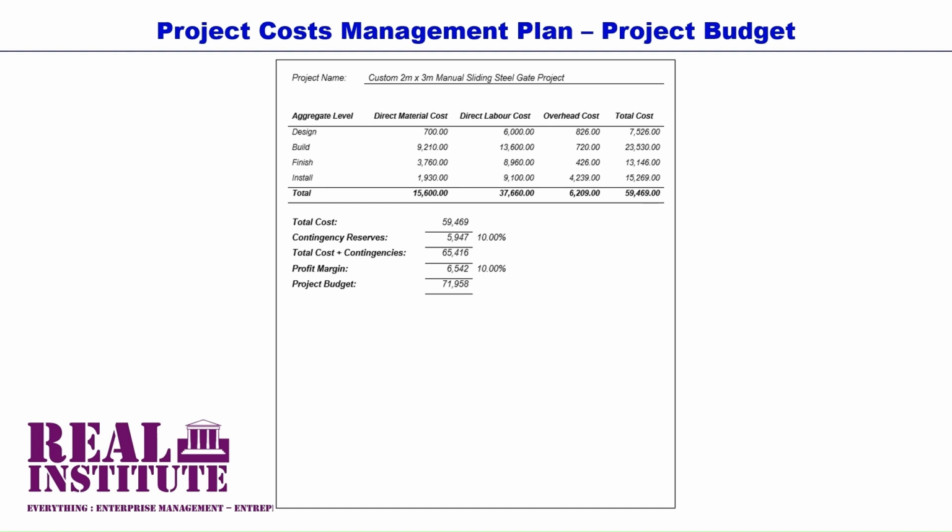As demonstrated, project total cost and the contingency reserves add up to 65,415, and therefore 10% of 65,416 is 6,542. Therefore, the profit margin for our case example is 6,542.